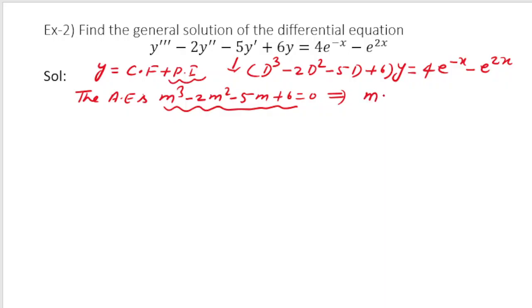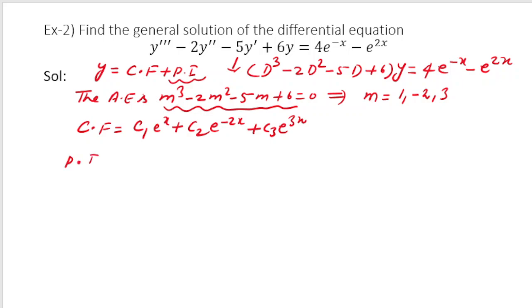I am writing the roots directly and you need to verify whether it is correct or not. So 1, minus 2 and 3. This is a cubic equation, so it will have 3 roots. So what will be the complementary function? The complementary function will be c1 e to the power x plus c2 e to the power minus 2x plus c3 e to the power 3x.